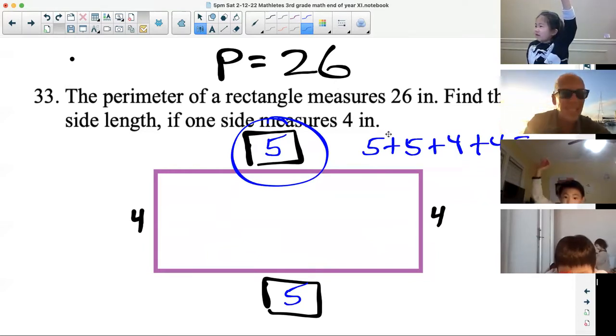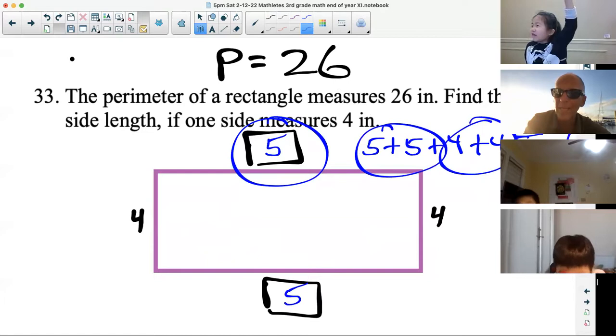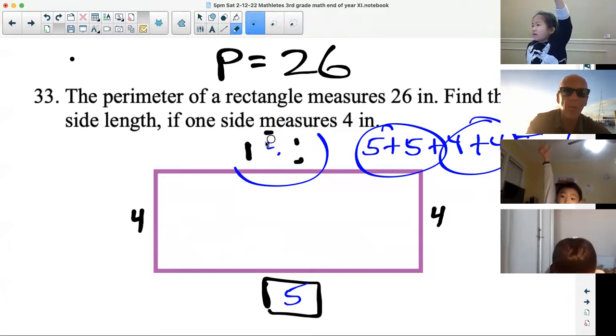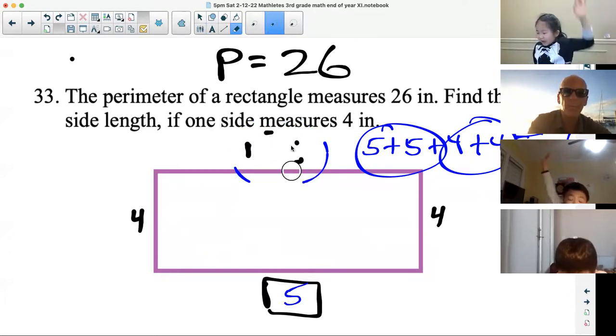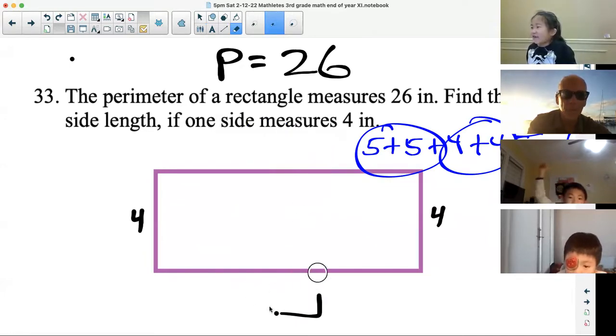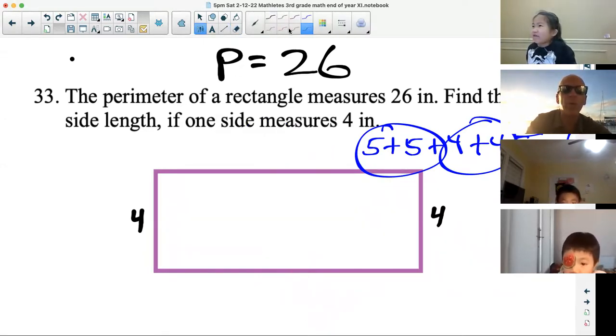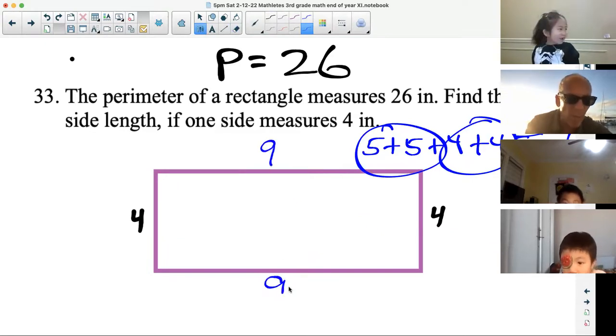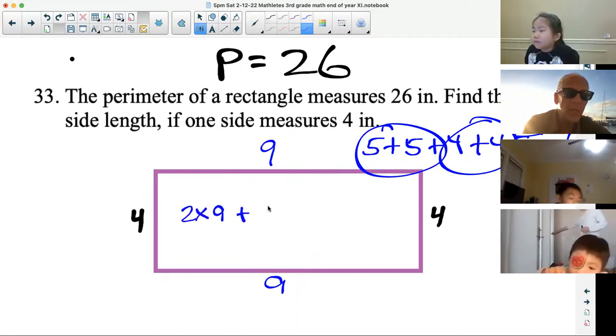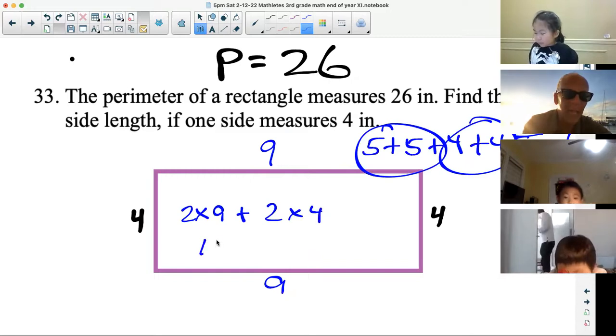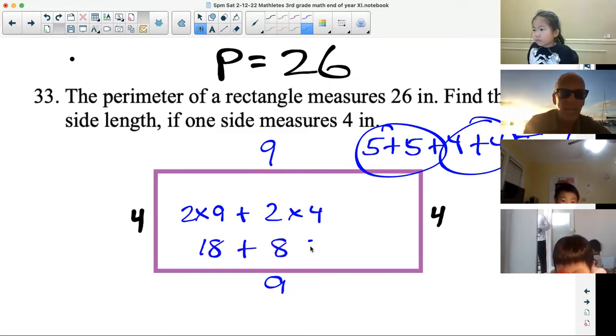And guys, is that 26? 10 plus 8, 26? No, it's 18. So Eleanor, what do you think, kiddo? 9. Me too. All right, good job. Now, Jason F, I want you to see this. If you have 2 9s plus 2 4s, you get 18 plus 8 equals 26.